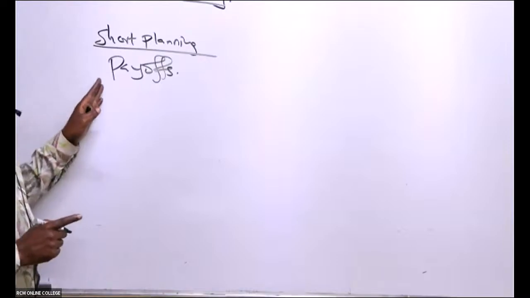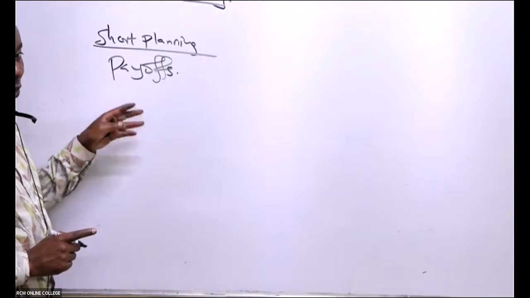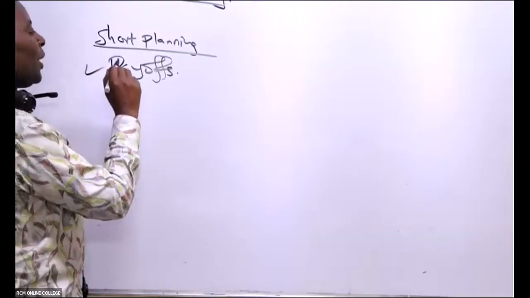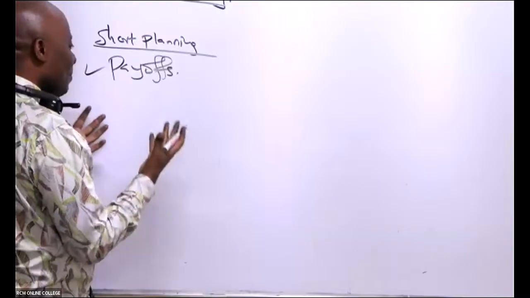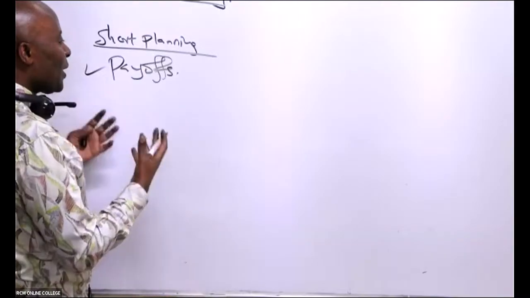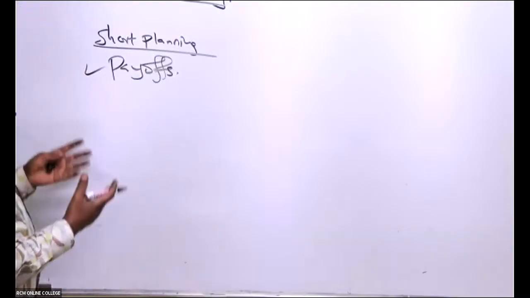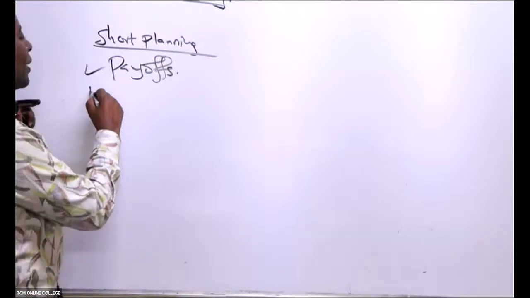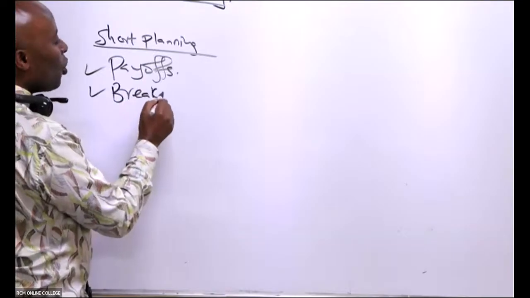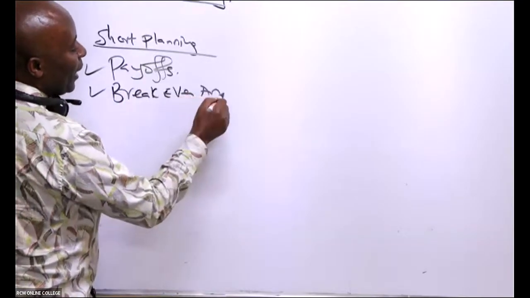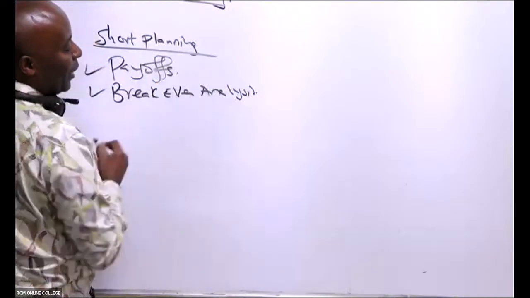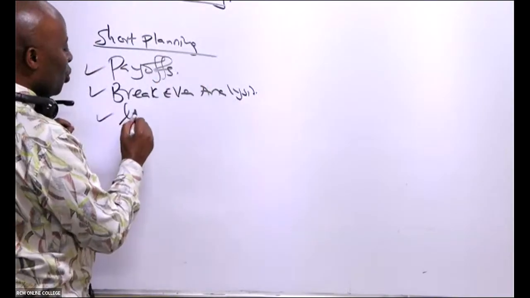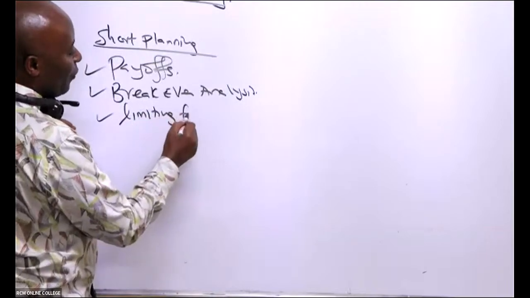And this payoff at times may not be given, so the examiner will want you to create it. So making decisions using maximax, maximin, minimax regret, getting what we call expected value of perfect information. Then your examiner wants us to carry out break-even analysis, CVP. Then your examiner wants us to do what we call limiting factor.